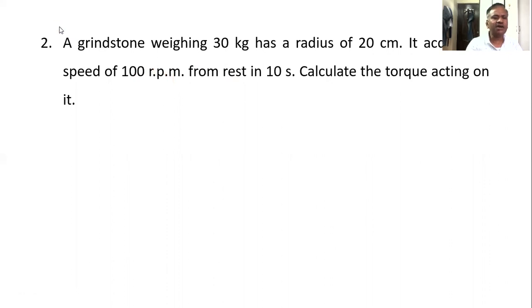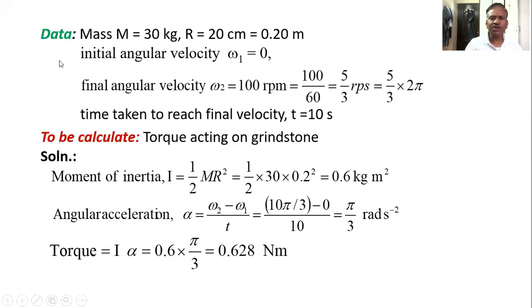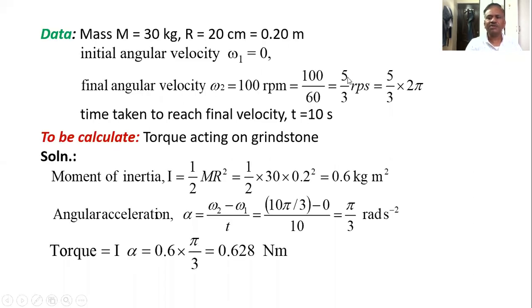Omega 2 equals what? 100 rpm is there. RPM you need to convert into RPS. For that, divide by 60. Then it comes to 5 by 3, this 0 cancels. 5 by 3 RPS. I am converting this 5 by 3 into radians. It is 5 by 3 into 2 pi. Okay, that is omega 2.